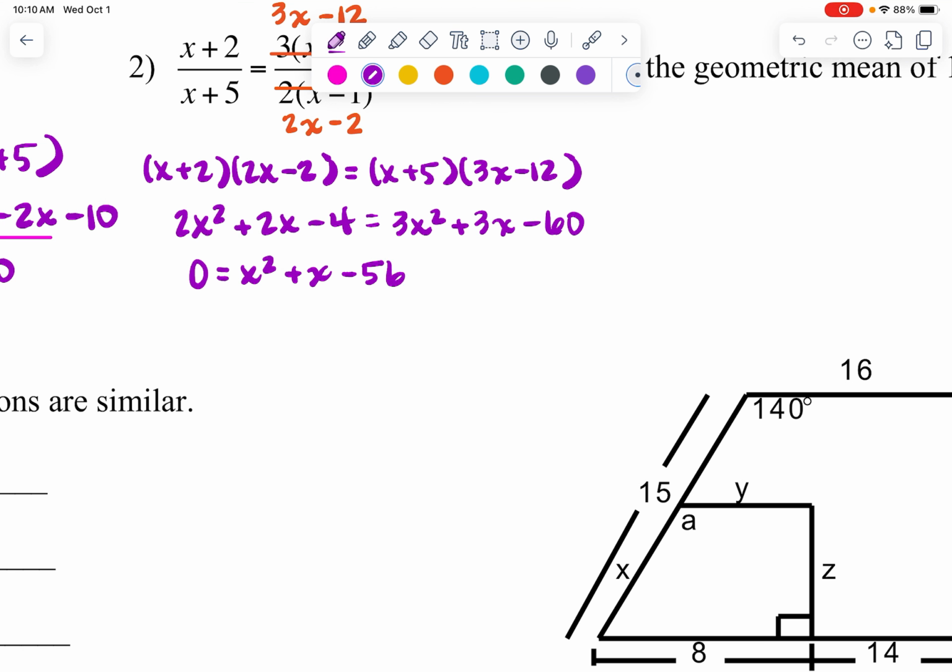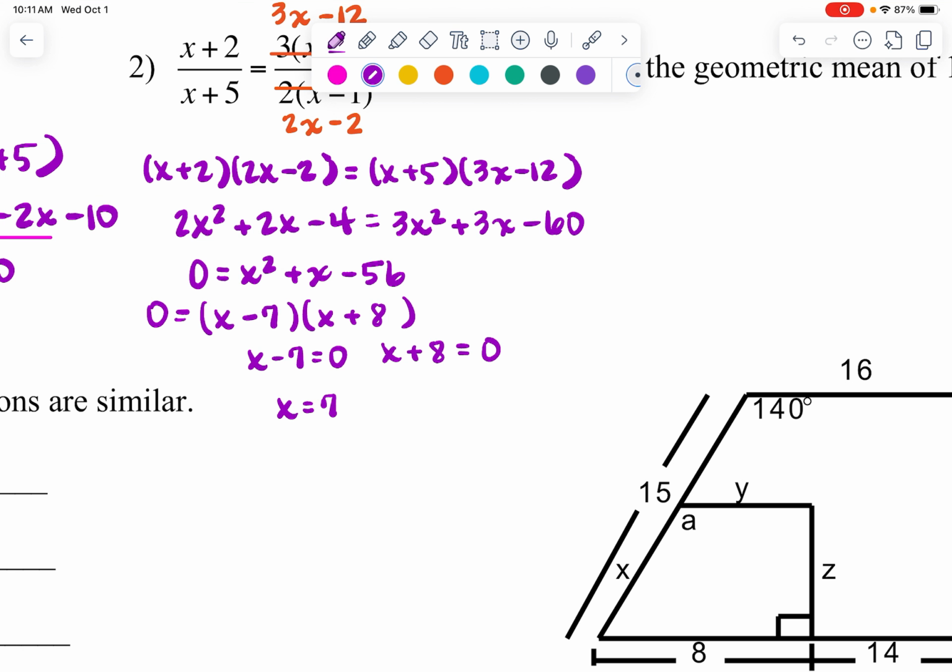So there's my quadratic. It's a pretty easy one to factor, right? Because it doesn't have a coefficient other than the understood 1 in the front. So we're looking for the only two numbers in the world that multiply to give us negative 56, but add to give us positive 1. And that's going to be negative 7 and positive 8. And of course, we're not done because those factors are still set equal to 0. So once we have it factored, we will set each one of the factors equal to 0.